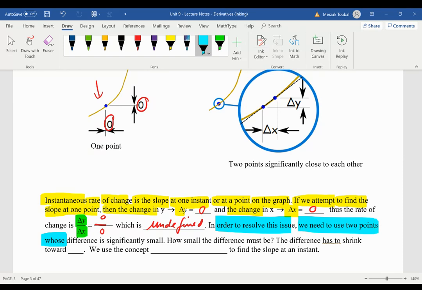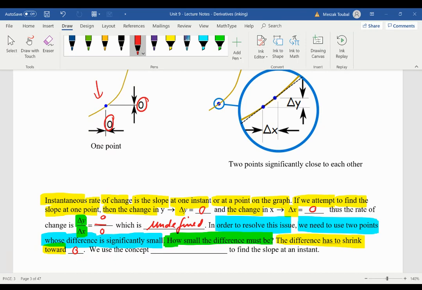So we need to use 2 points whose difference is significantly small. The question is how small the difference must be so we can say it's significantly small. Well, that can be different from one opinion to another. But something for sure we gonna agree on is the difference has to shrink toward what? So it gotta be 0. So we want the difference to be very small, that is almost 0, or as close as possible to 0.